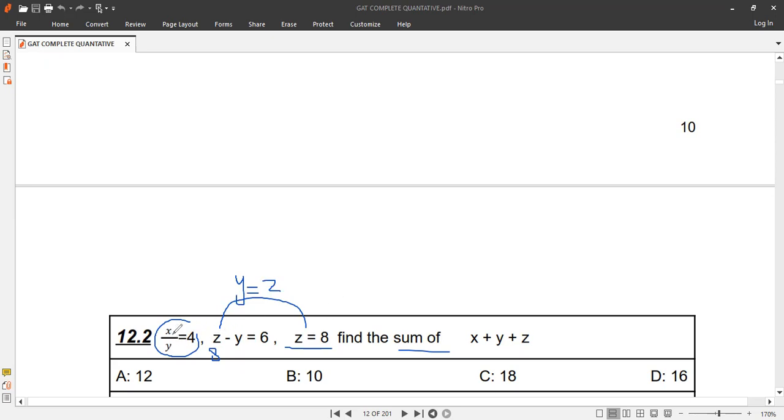Now I want x. x divided by y, y is 2. x divided by 2 equals 4. This means that x is 8 because 8 divided by 2 equals 4. So now I have x is 8, y is 2, and z is 8. If you want to add them, 8 plus 8, 16 plus 2 is 18. So the sum is 18. Now let me go to another question.